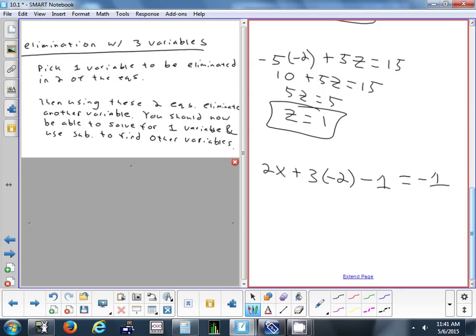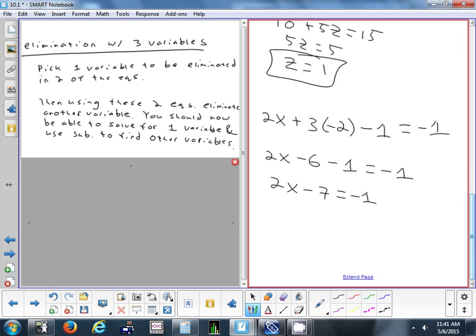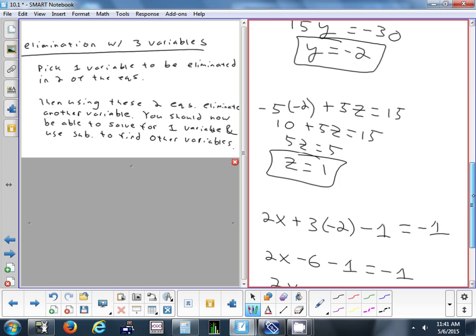Yeah, let's solve it, see what we get. So 2x minus 6 minus 1 equals minus 1. Okay, negative 6 minus 1 is negative 7. Add 7 on both sides and divide by 2. So x is 3. Again, if you wanted to write this as an ordered triple, you could. 3, negative 2, 1.